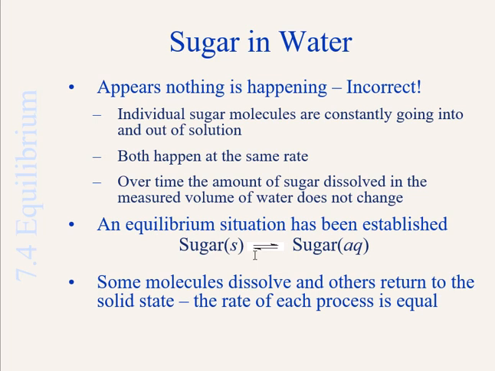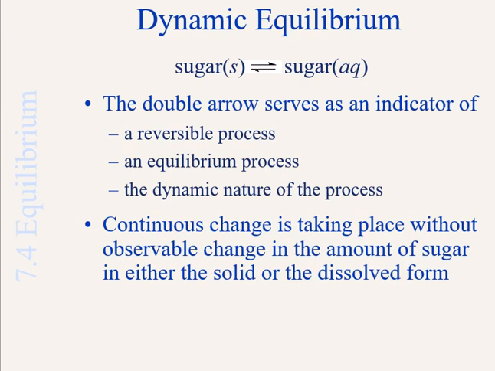When we are using the weak electrolyte equations to show the same thing, what we were saying was that we are getting products on the right side, and those products are converting back to reactants at some point. And at some point, the rate of the forward step is going to equal the rate of the backward step, the reverse step. And we'll talk more about it in a few seconds. So continuous change is taking place without any observable change in the amount of sugar in either the solid or the dissolved form.